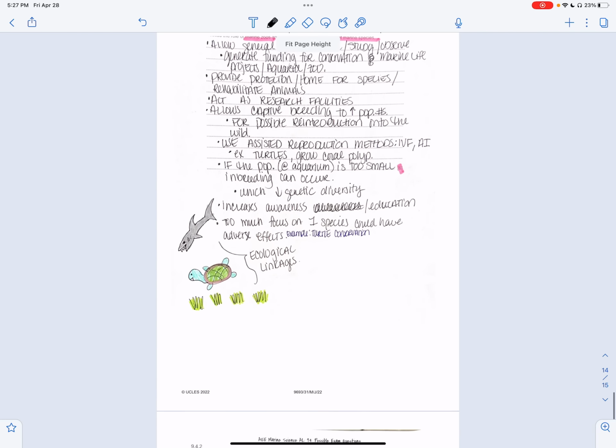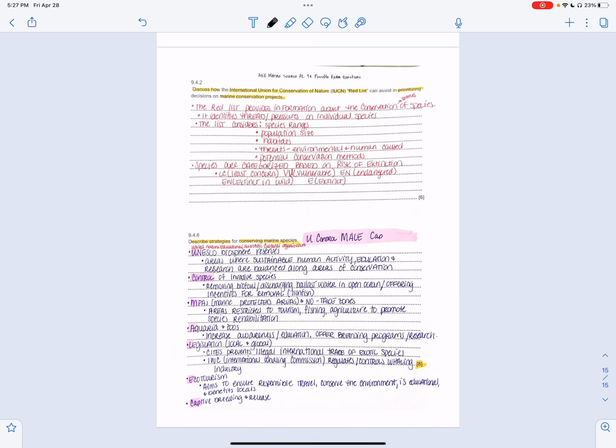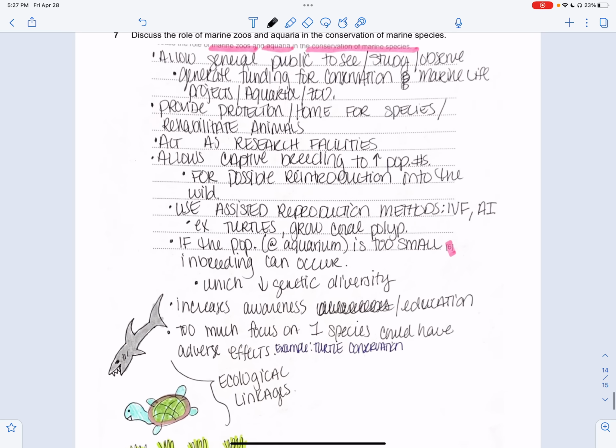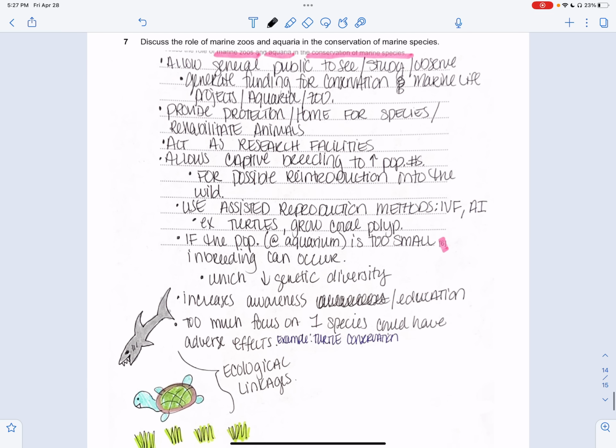Okay, and so the last two, one is this page is the questions that I already made that I think could be on there, maybe. This one I had already written down. I don't want to rewrite it again.